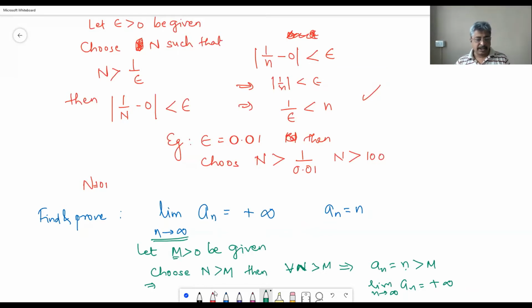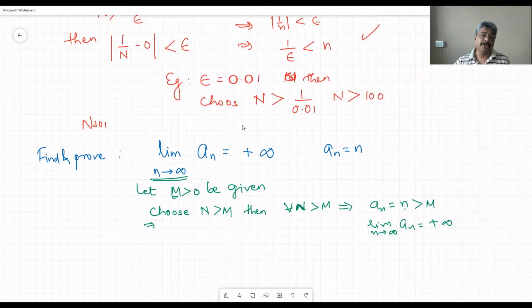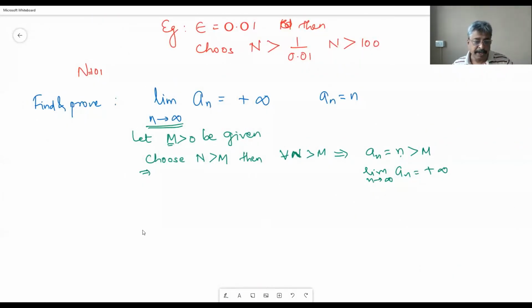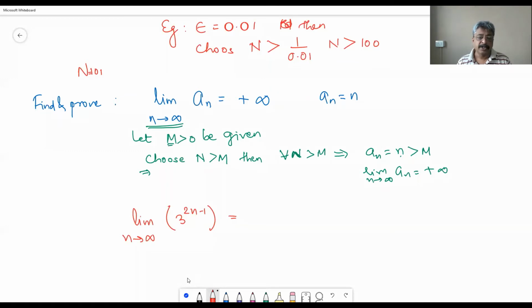So now this is a little more theoretical. So let me give you a numerical where you are supposed to prove a limit, and you will get a clear idea. Limit n tends to infinity 3 raised to 2n minus 1. How much is this limit? n to infinity, 3 to the power 2n minus 1. Of course, this limit is going to be plus infinity. Prove that it is plus infinity.